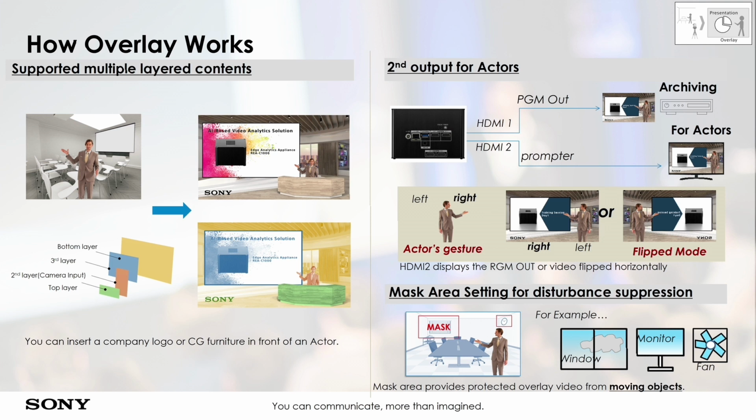The other feature is that we can distribute two outputs. The first one is program out for recording. The second one is for prompter for actors. We can also flip the image for better understanding. And also we can add a mask area to the screen for disturbance suppression, for example window, monitors, and fan, which are moving objects.